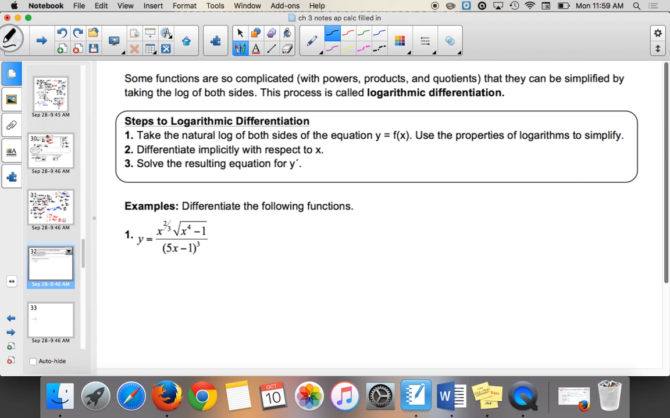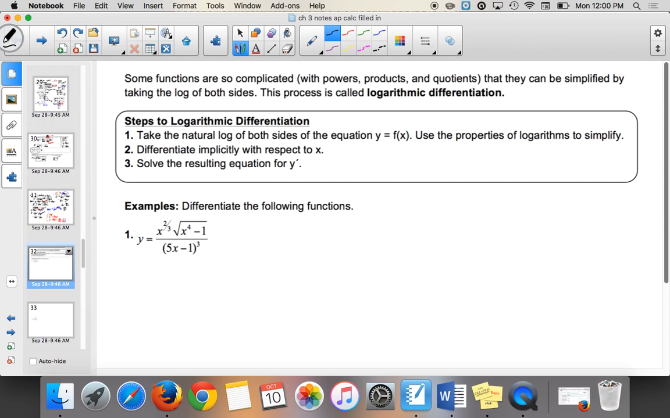So it's annoying. All right, so it says some functions are so complicated with powers, products, quotients, that they can be simplified by taking the log of both sides. So sometimes you get problems and you're like, what? I have to take the derivative of this? Like number 1, I said differentiate the following functions. And you're like, oh my God, I have to take the derivative of that? Because it's product rule, chain rule, quotient rule, right? That's a lot.